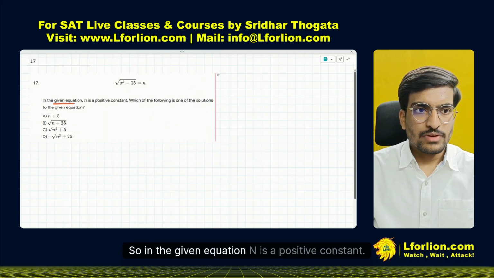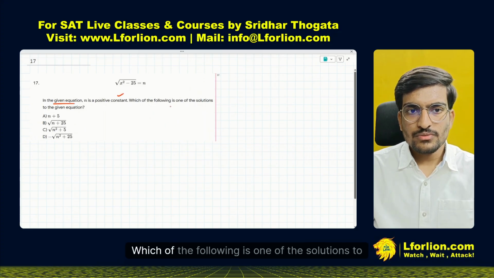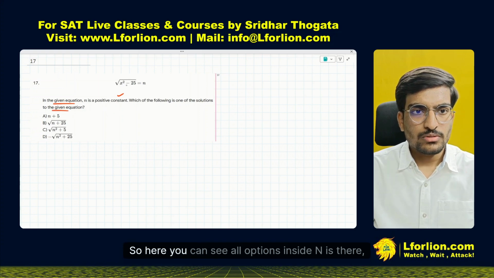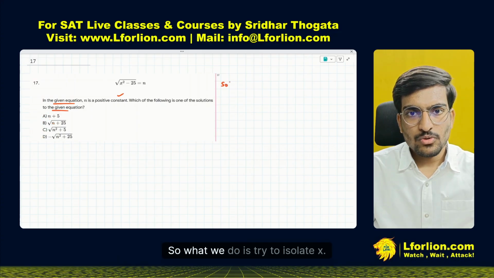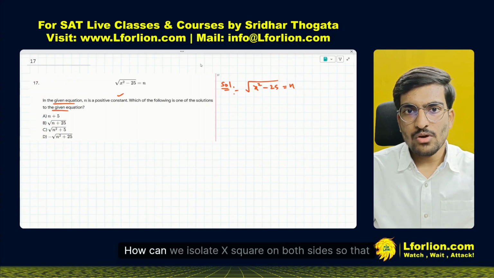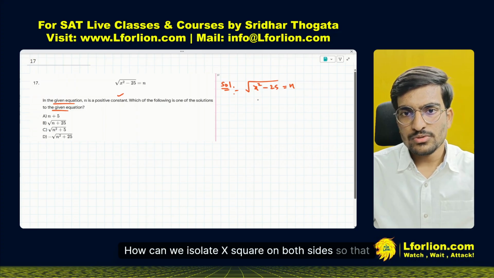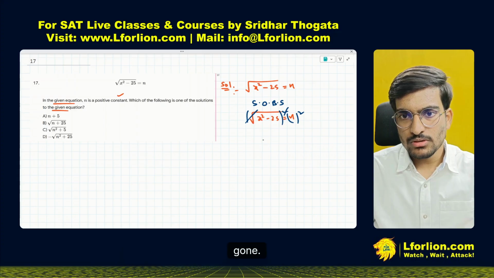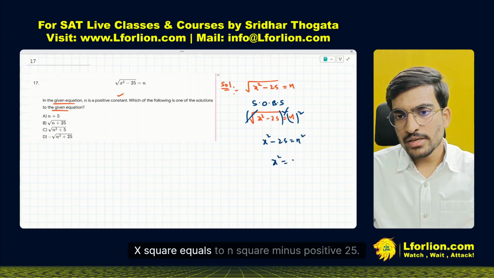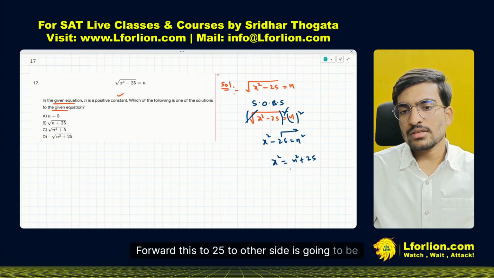In the given equation, n is a positive constant. Which of the following is one of the solutions to the given equation? Here you can see all the options have n in them, which means indirectly we have to find the value of x. So we try to isolate x. How can we isolate x? Square both sides so that you can remove the root. So x squared minus 25 equals n squared. x squared equals n squared plus 25, moving the 25 to the other side makes it positive 25.